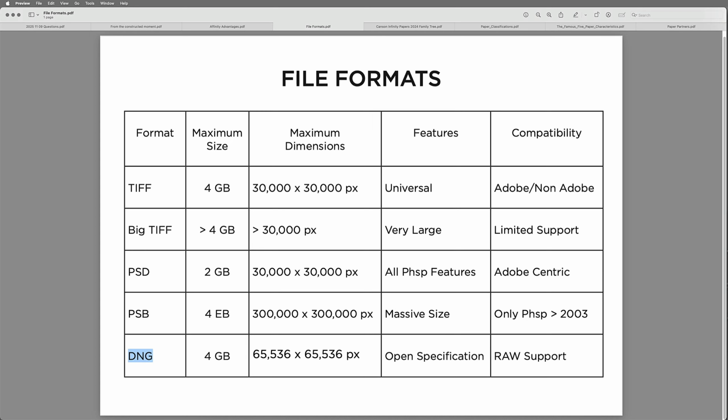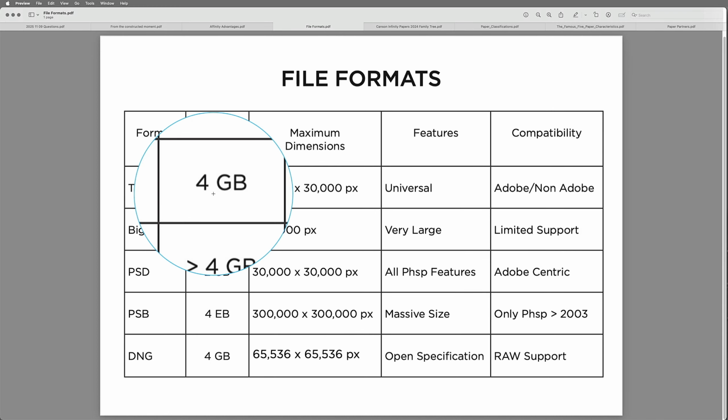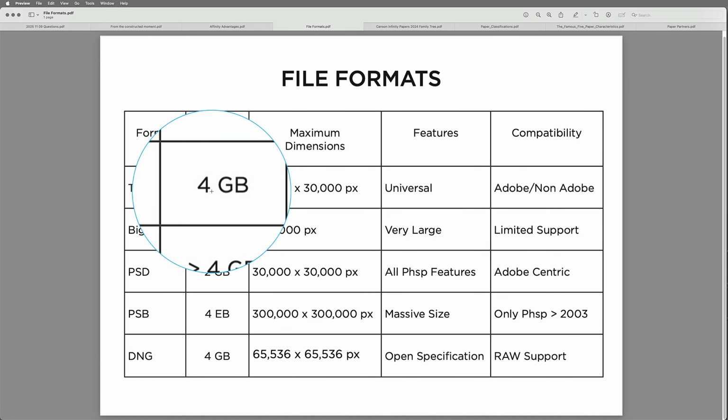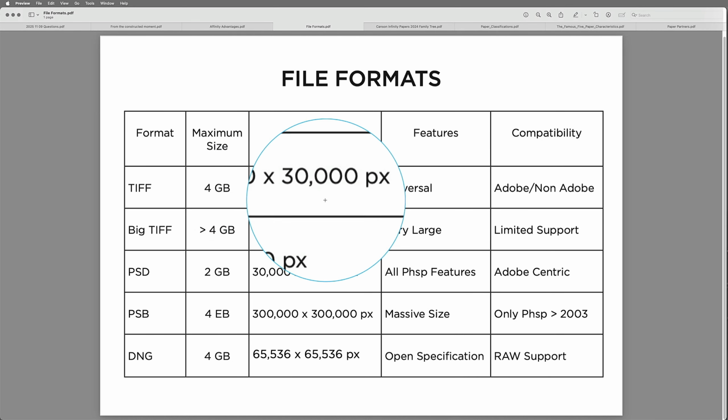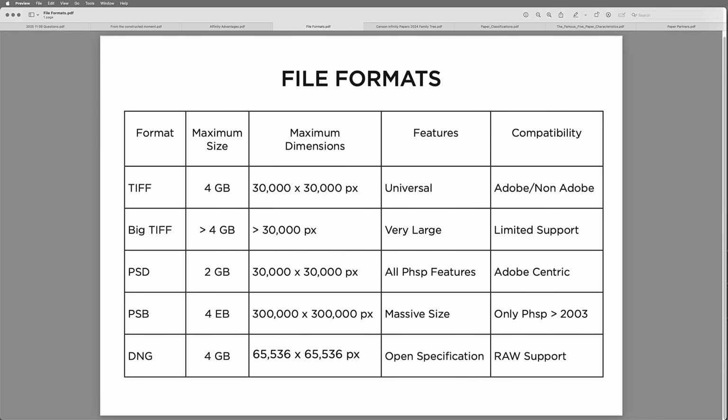But there are limitations. For example, what comes first? Do you hit a theoretical maximum file size? And not all applications will actually enable a TIFF to get to 4 gigabytes either. That's a maximum theoretical possible file size. But also, how do you get there? Do you exceed the pixel dimensions?